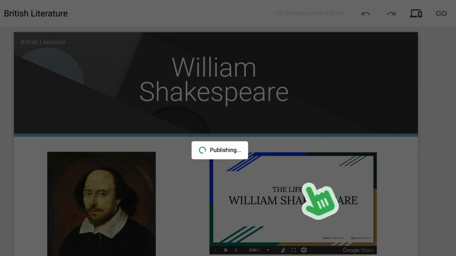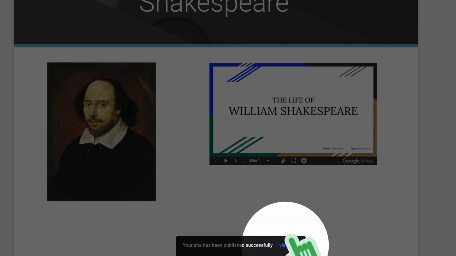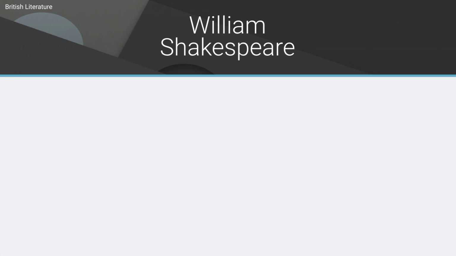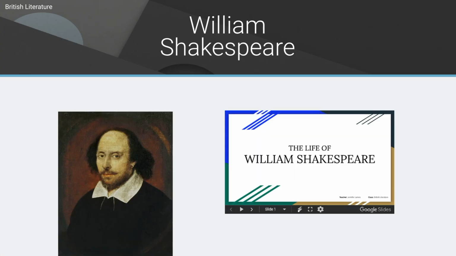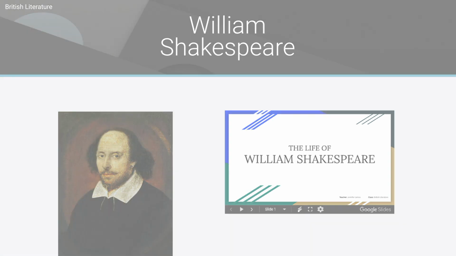After publishing your site, click View at the bottom of the window to see how it appears to the viewers. Unlike Google Docs, Slides, Drawings, or Forms, viewers of your site won't see any recent changes until you publish them. And that's a quick look at Google Sites.